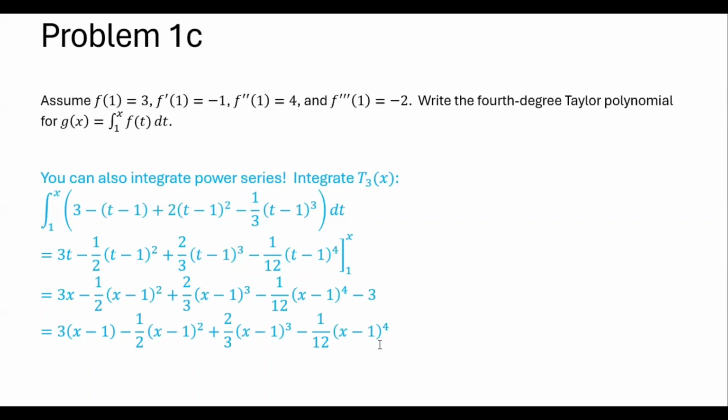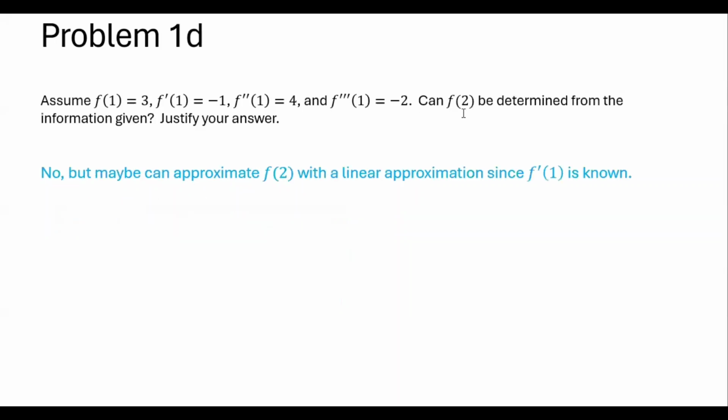Again, I don't know how picky the graders are. I haven't looked at the scoring guidelines, to be honest, but this is how you should write it, in my opinion. This is the typical power series representation with the center everywhere versus this is a different center. Okay, part D. Can f of 2 be determined? No, we cannot. Nothing's given about f of 2. Maybe we can approximate it with a linear approximation or use the Taylor polynomial to approximate since we know all these guys, but we don't know f of 2. We can only approximate it.